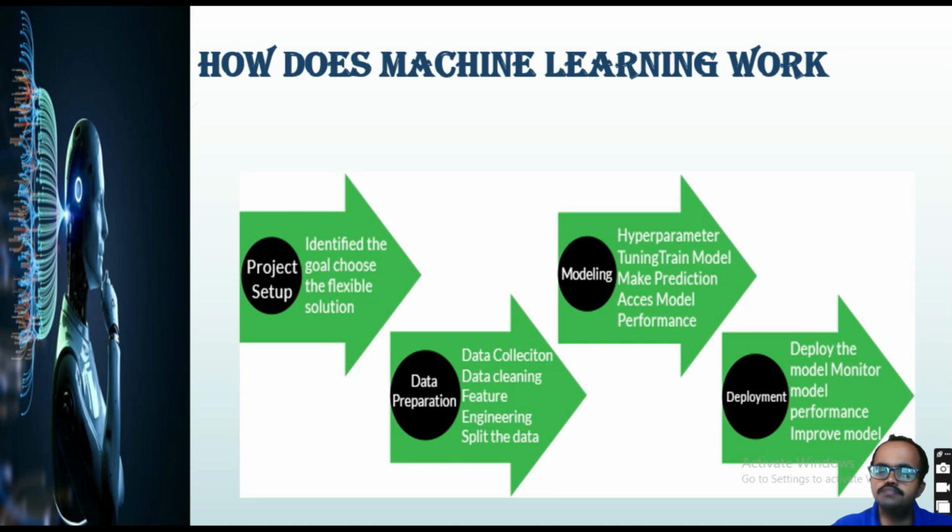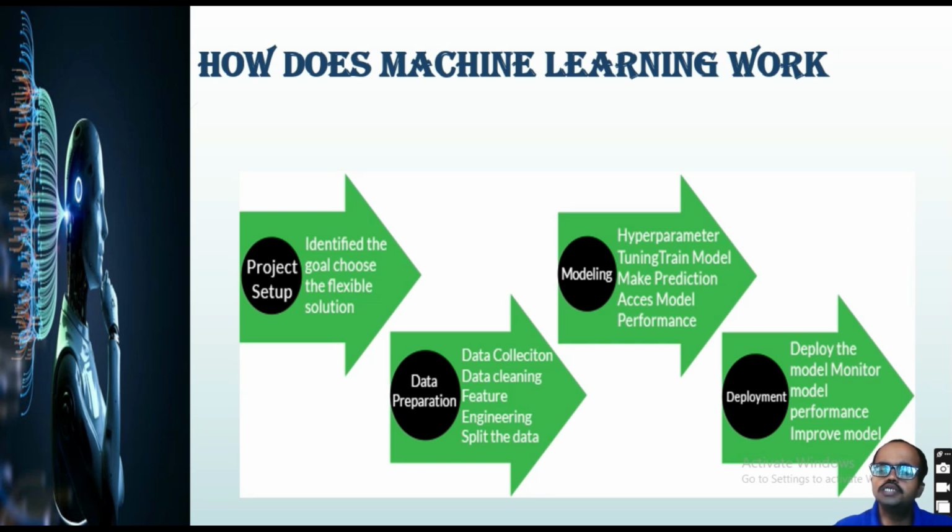That's project setup. Data preparation means data collection, data cleaning, preprocessing of the data, and splitting the data. That's called data preparation. Next, once the data preparation is done, we can do the modeling. Modeling means we can train the model, do hyperparameter tuning, make predictions, and assess model performance. That's called modeling.